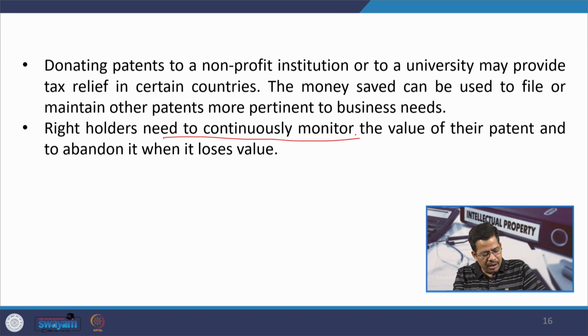Then we have already discussed that continuous monitoring is a very important IP strategy, because you can abandon some of those IP which are not of value at this moment. So, those IPs can be abandoned when you are in a process of continuous monitoring.